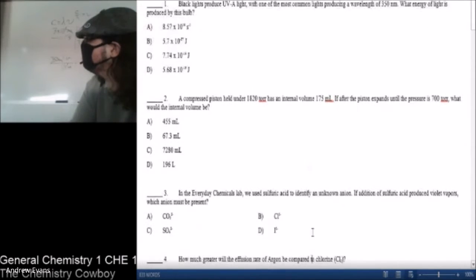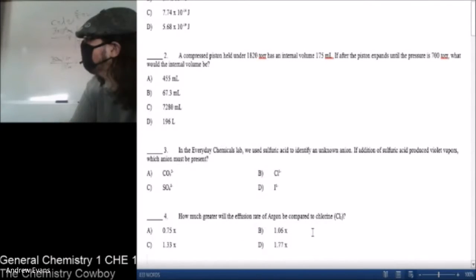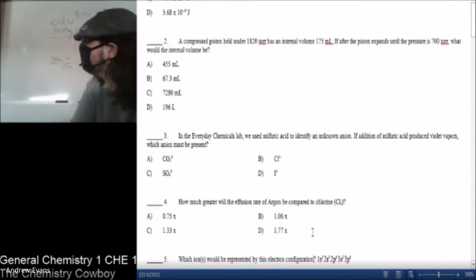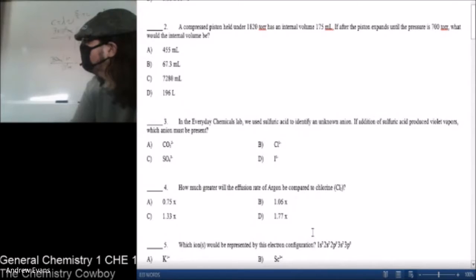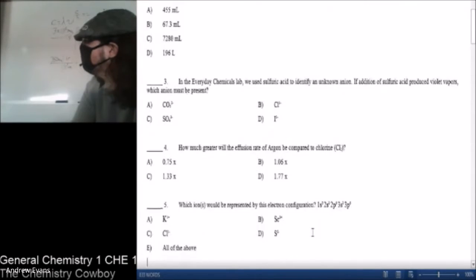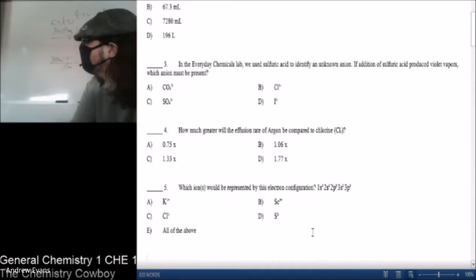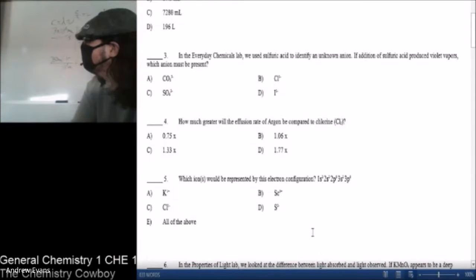Skipping 2. 2 is a gas question. 3 is a lab question for a lab we're going to do next week. 4 is another gas question. 5 is our first one dealing with electron configuration.